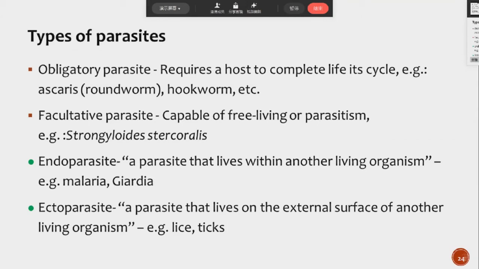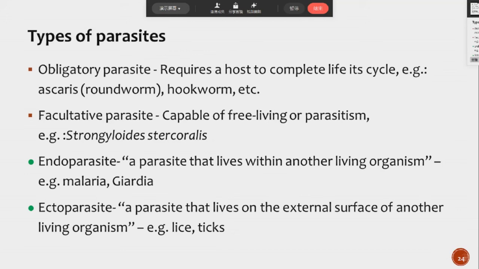First, for the parasite, the first is the obligate parasite. The obligate parasite is just like bacteria. They must live in the host to finish their life cycle. Otherwise, the life cycle cannot be continued. It will be stopped. So these types of parasites we call obligate parasites. They must parasitize another organism, then finish their life cycle. Most of the parasites that we are learning belong to the obligate parasites.